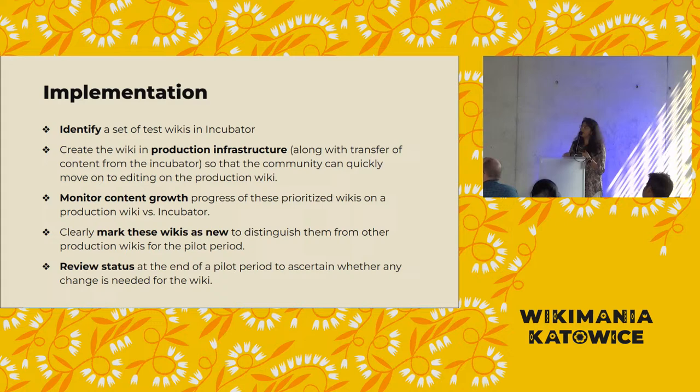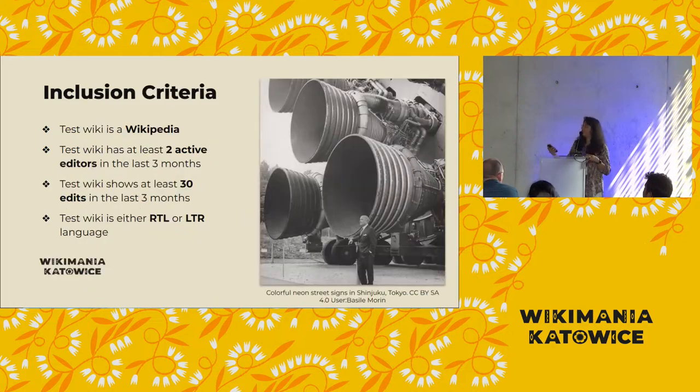So we'll identify a set of test wikis that can be a part of this pilot. Then we'll create these wikis in production infrastructure and help them move out of Incubator. We'll monitor their content progress on production wiki versus Incubator, like how they are performing on production wiki now versus how they were doing in Incubator. And we'll also try to mark these wikis as new to differentiate them from other wikis for the pilot period. And towards the end, we will review the status to see if there is any change needed for the wiki.